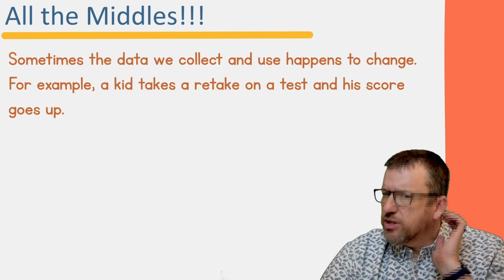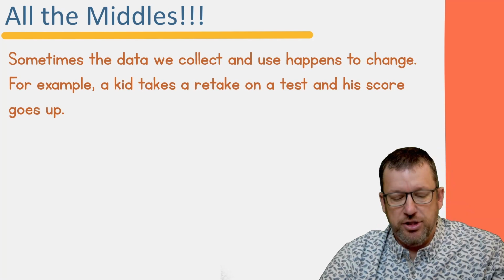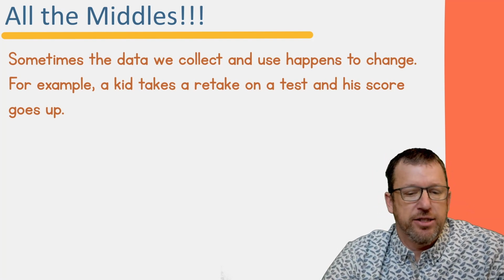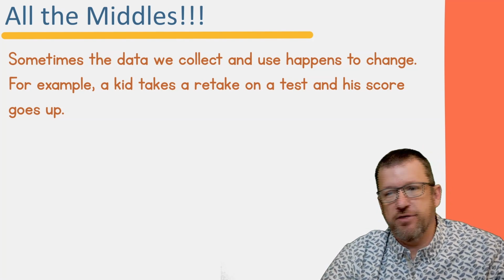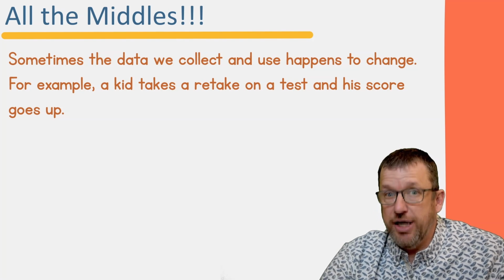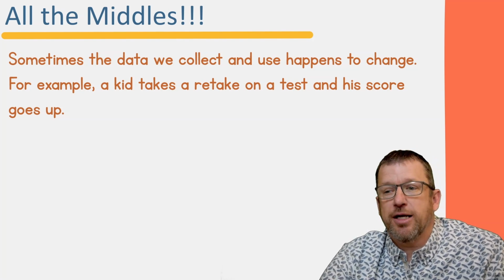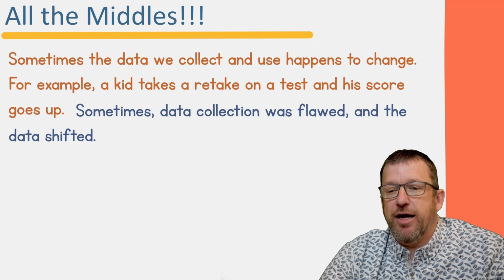Let's go. Now, sometimes the data we collect and use happens to change. For example, in grades, you may take a test and the teacher lets you do a retest. You got a 71 in the first one, you do a retest, and all of a sudden you have an 85. That's going to change your measure of middle. That's going to change your score in that class. So we have to figure out how that works.